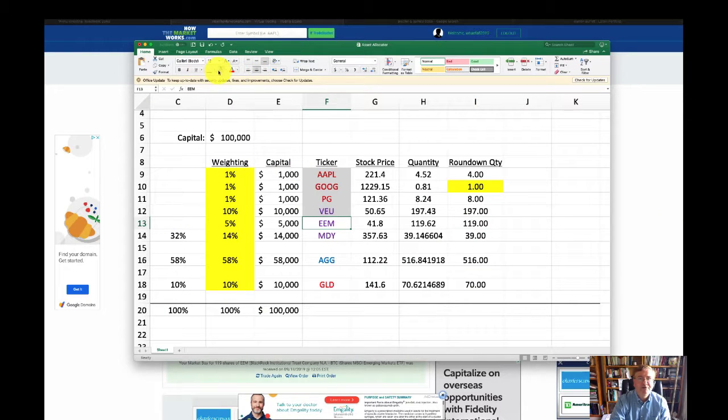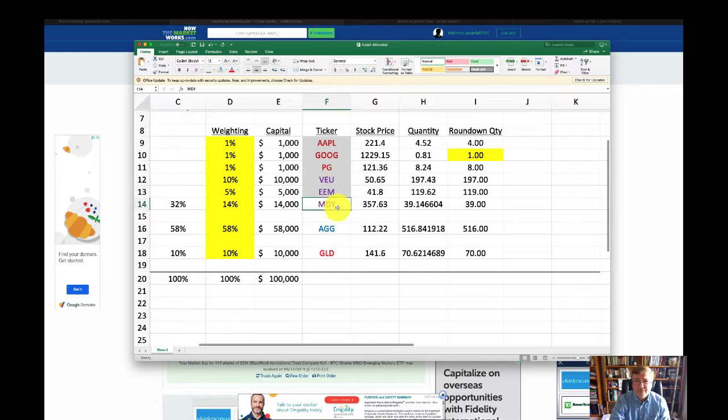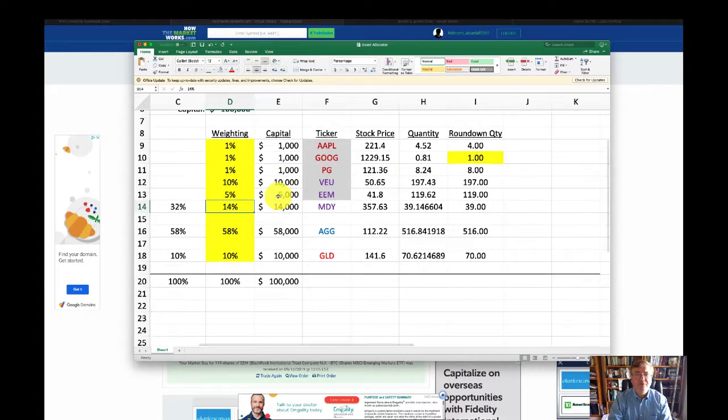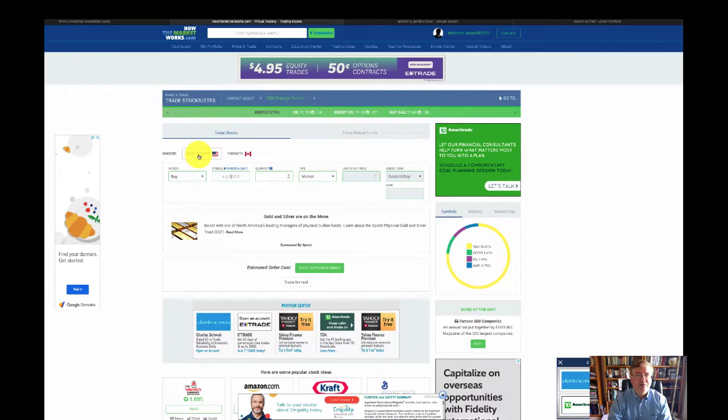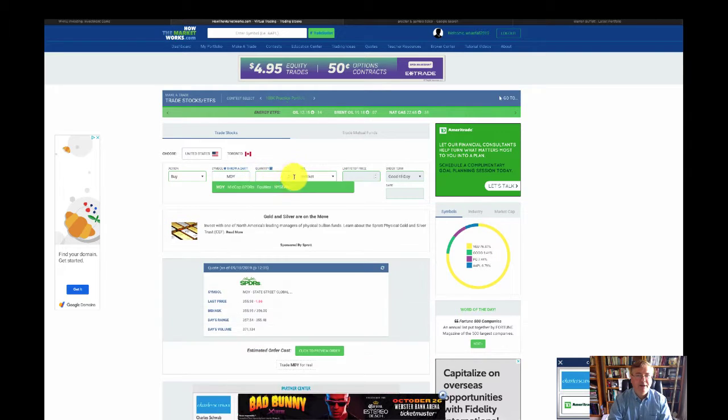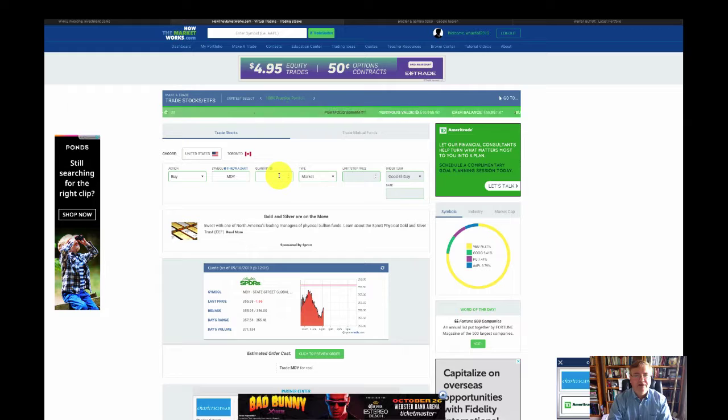As you can see, this is pretty straightforward. I'm just going to go through the entire portfolio just as an example. Okay, so we're going to also buy the mid-cap here, the mid-cap stock index of 400 mid-cap stocks based in the United States. I'm going to allocate 14% of the portfolio. That's $14,000. Make sure we're on US. Type in MDY for the mid-cap spiders stock index.